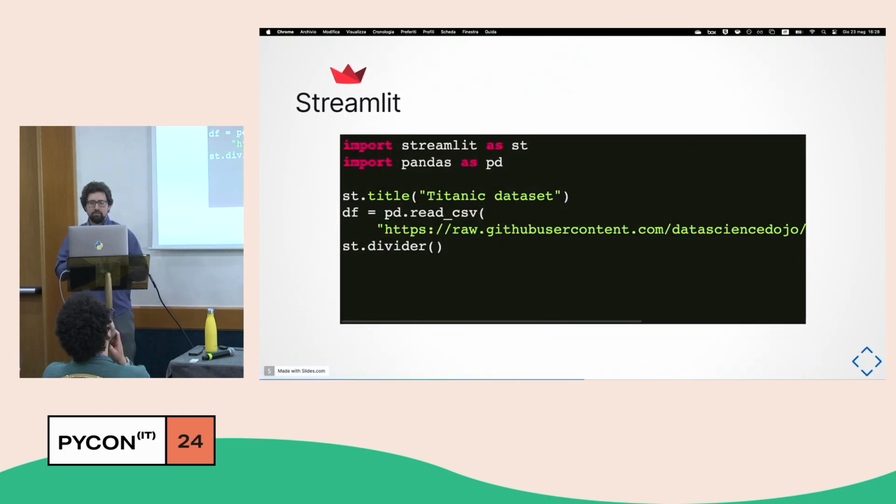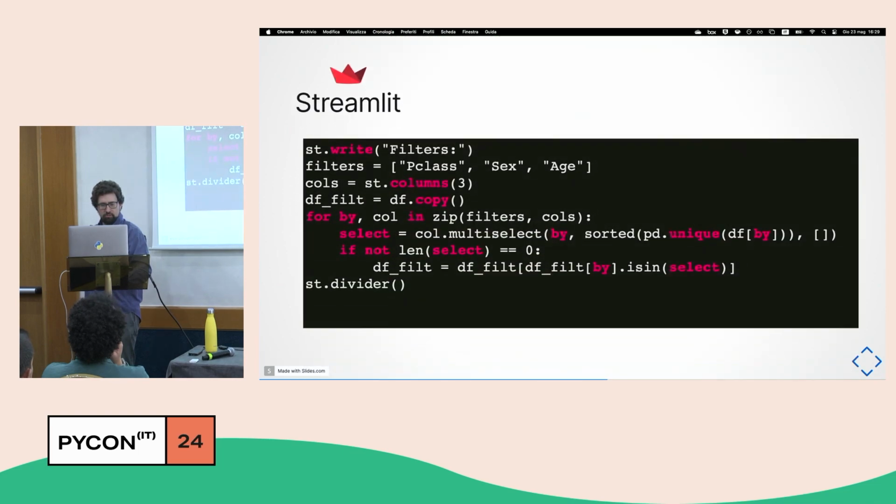Let's go on. So this is the time for Streamlit to shine, because it's more made for data analysis. Let's make a title, Titanic dataset. I can read a CSV directly from GitHub and put a divider just for doing nice things. Let's make the filters. The filters are for class, sex, and age. I put them in 3 different columns.